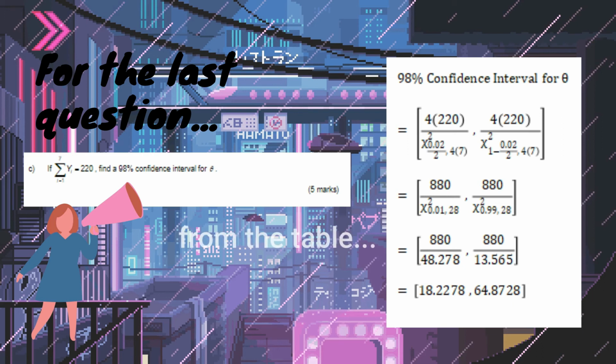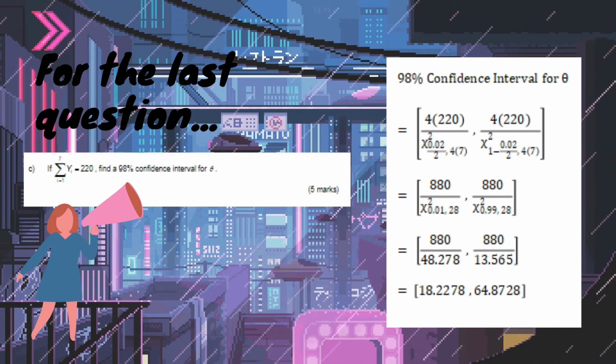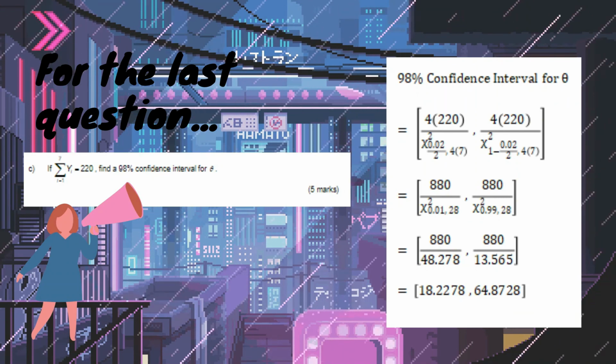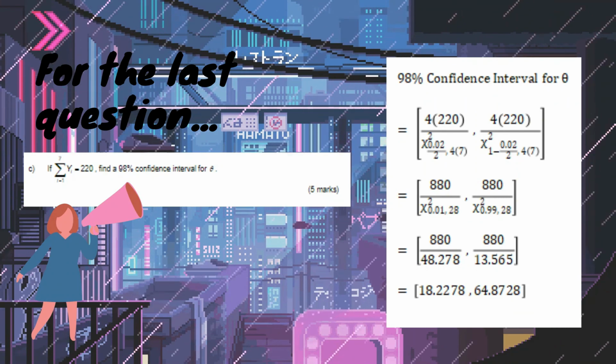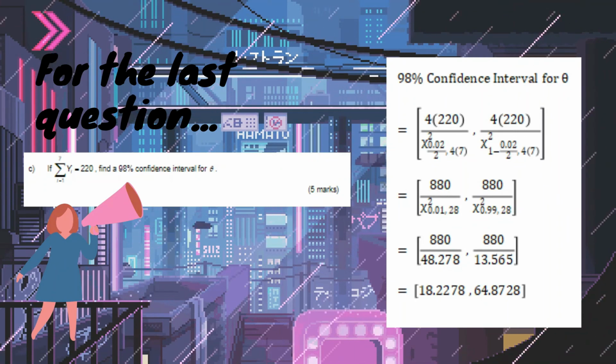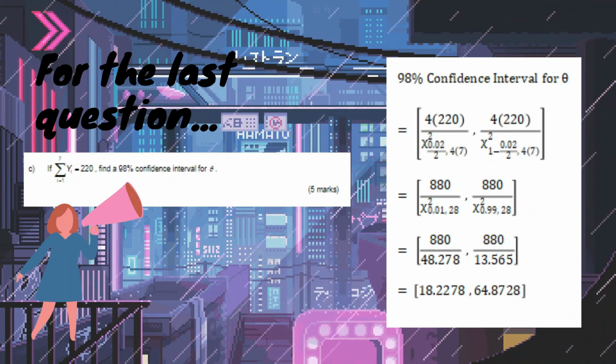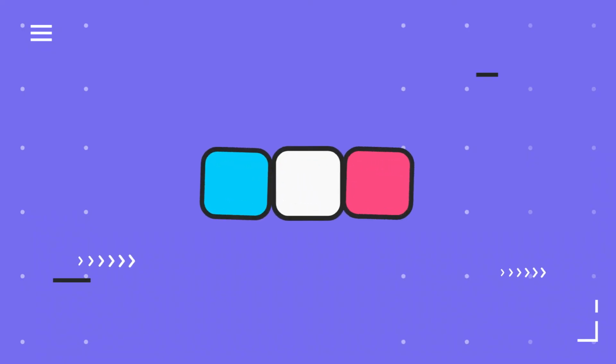From the table, chi-square 0.01 with a degree of freedom of 28, we get 48.278, while chi-square 0.99 with a degree of freedom of 28, we get 13.565. After we calculate, we get the answer, which is 18.2278 and 64.8728.